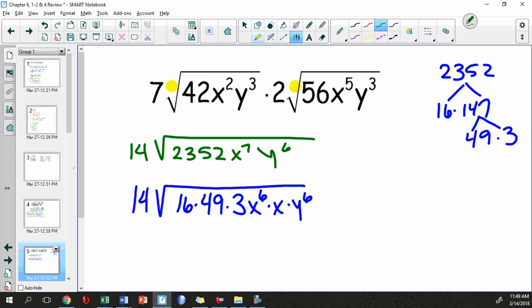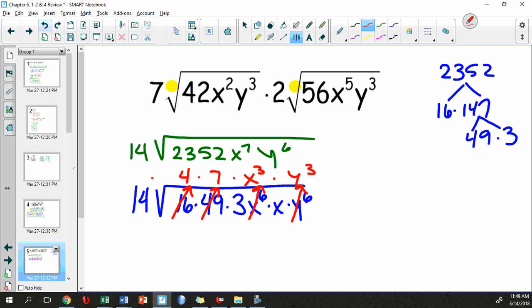Everybody with me? What is the square root of 16? Square root of 49? Square root of 3? Can't do it. The square root of x to the 6th? x cubed. Square root of x? Square root of y to the 6th? y to the what? y cubed.